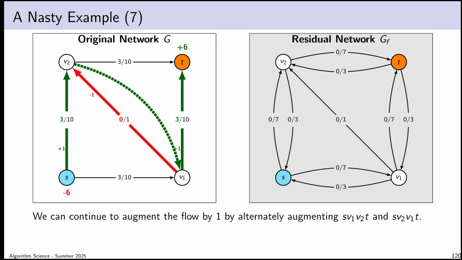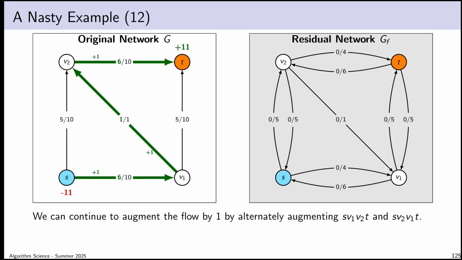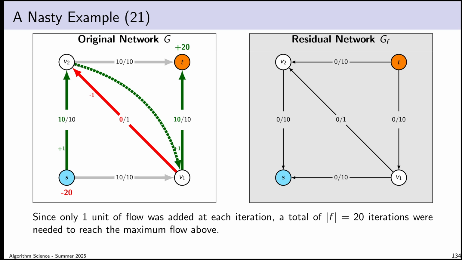And this continues for a while. And so what I end up doing is pushing 1 unit of flow per augmentation over and over again, making just the barest amount of progress at each step until finally, after 20 iterations, I reach the maximum flow. So in this case, I required a number of iterations equal to the value of the flow. And in general, this is something that can happen. So I've shown that it can happen in one case, and for worst case analysis, that's enough.